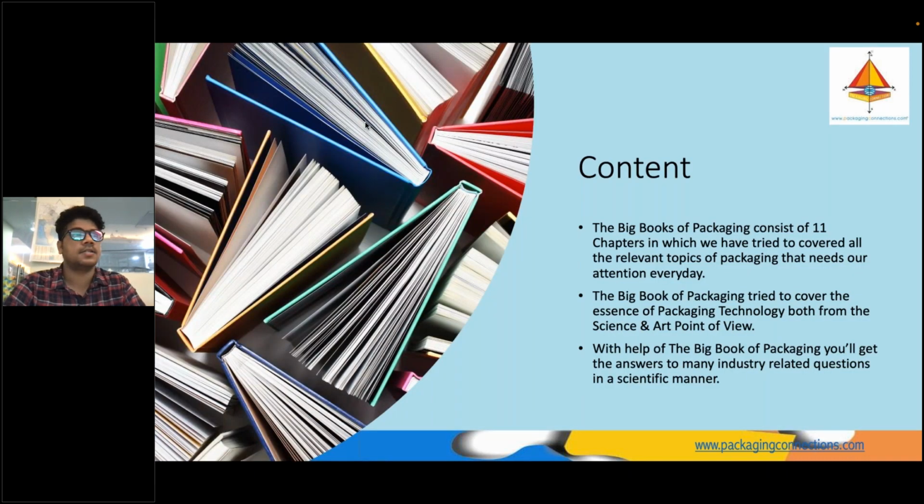The big book of packaging consists of 11 chapters in which we have tried to cover all the relevant topics of packaging that need our attention every day. The big book tries to cover the essence of packaging technology from both the science and art points of view. With the help of the big book of packaging, you will get answers to many industry-related questions in a scientific manner. So let's go chapter-wise through the big book of packaging and see what we are going to cover.